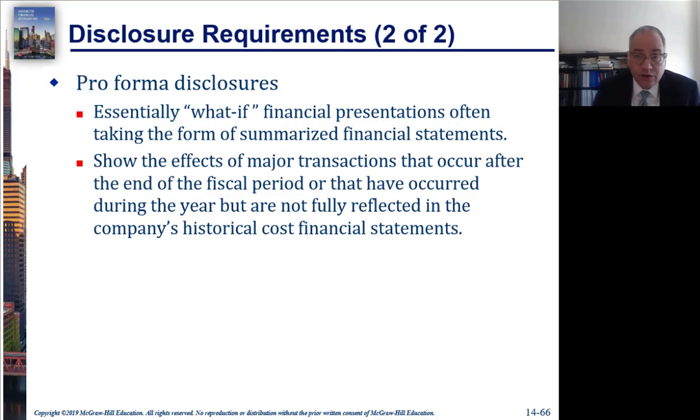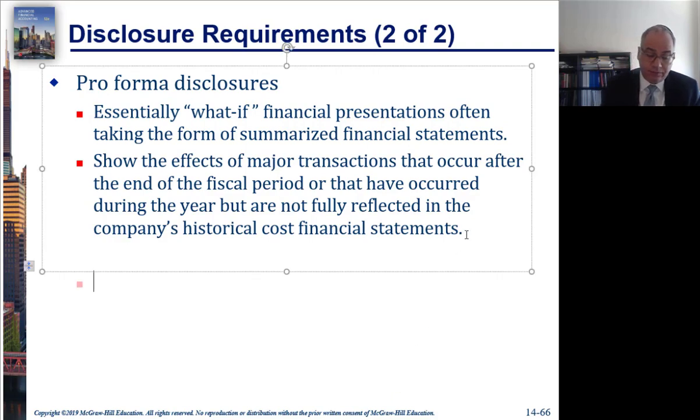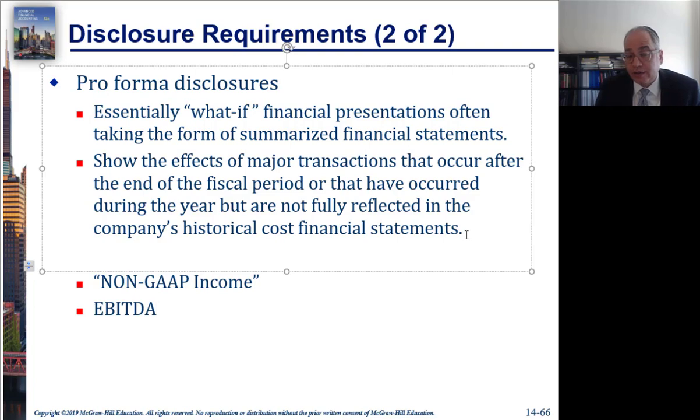So what companies will often do is they'll disclose to you net income, and they'll disclose something called a non-GAAP income. Another similar term is EBITDA, earnings before interest, taxes, depreciation, and amortization. So companies may disclose these numbers, but they're not GAAP. And if they disclose them, they need to explain how these numbers are calculated, because it's not GAAP. And they also need to reconcile these numbers to GAAP net income.